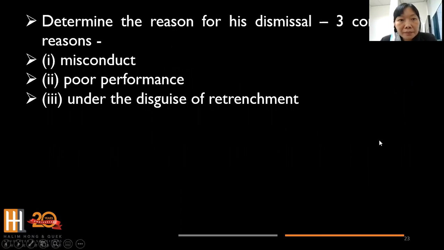Okay, next slide. So you have to determine the reason for his dismissal. If he is dismissed, then you have to ask him, what's the reason for your dismissal? Normally, there are three common reasons: misconduct, poor performance, or under the disguise of retrenchment, or restructure, or you call it redundancy. Next slide.